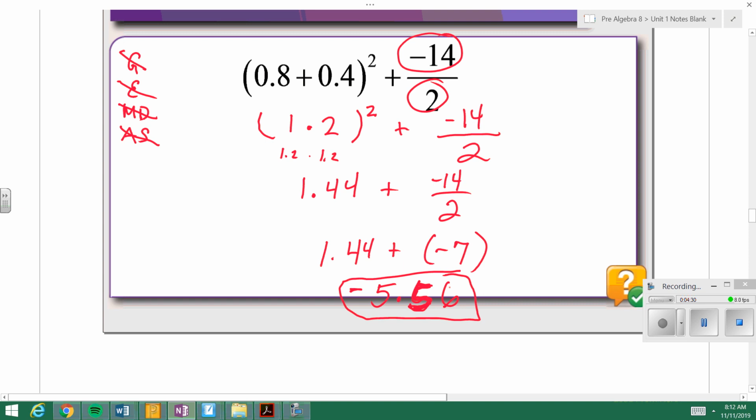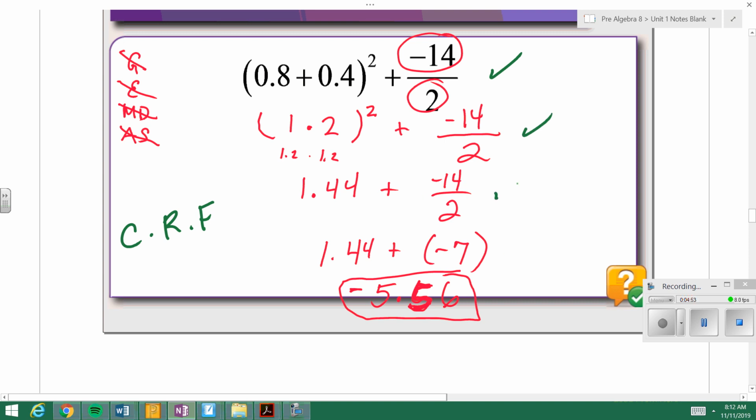Right? So just a little bit of a review there on how to work these problems. Make sure that you are still showing your work in calculator ready form, CRF, meaning that if you type this into the calculator, it comes out to negative 5.56. If you type the next line of work into the calculator, it comes out to negative 5.56.